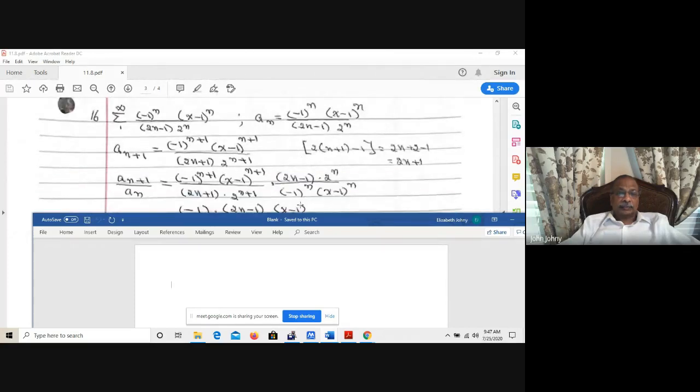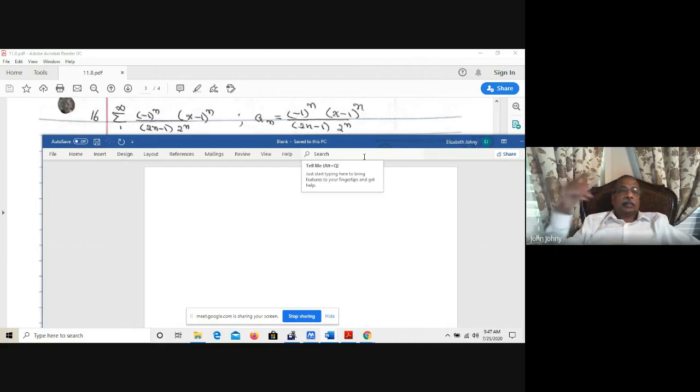Number 16. Sigma n varies from 1 to infinity, negative 1 to the power of n, x minus 1 whole to the power of n divided by 2n minus 1 times 2 to the power of n. So that is a_n: negative 1 to the power of n, x minus 1 to the power of n divided by 2n minus 1 times 2 to the power of n.